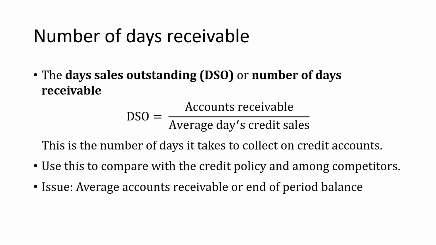Now when you do look at this ratio, the day sales outstanding, you want to compare that to the firm's credit policy. So for example, if they're extending credit to their customers on, say, 30 days to pay or 40 days to pay, what you want to do is compare this ratio, the day sales outstanding, with their credit terms. Are the customers tending to pay much later than what they're permitted?